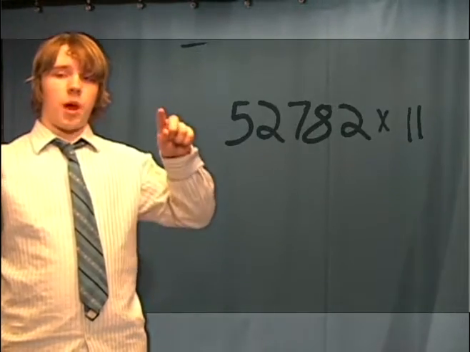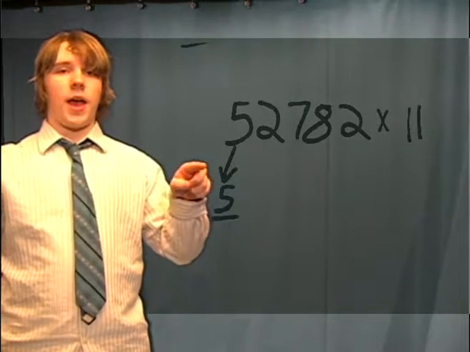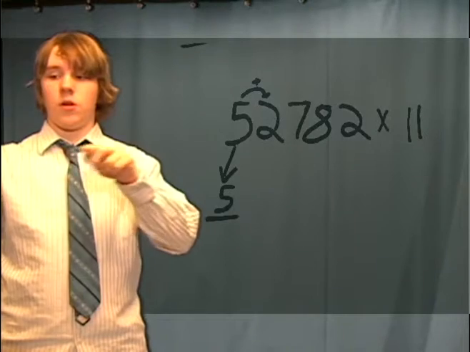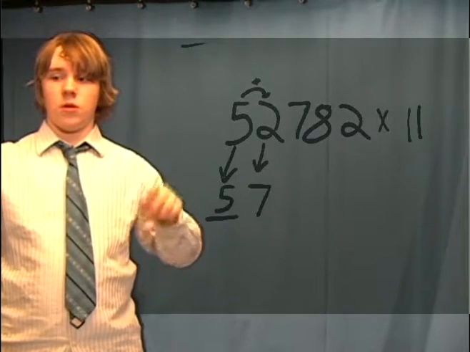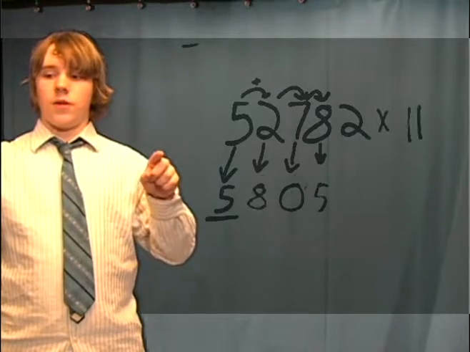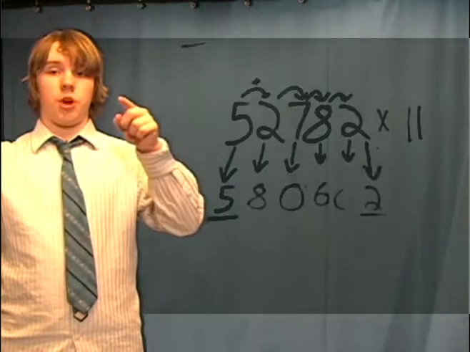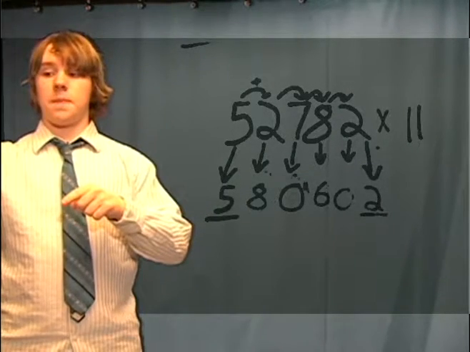The smarter way would be like this. We drop the 5. That would be our first digit. So that will stay the same. Then we add each digit to each other. So 5 plus 2, 2 plus 7, 7 plus 8, and then 8 plus 2. And then for our last digit, we just drop the 2 again for our last digit. And that's the easy way of doing it.